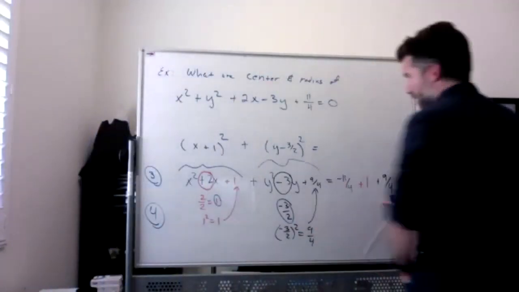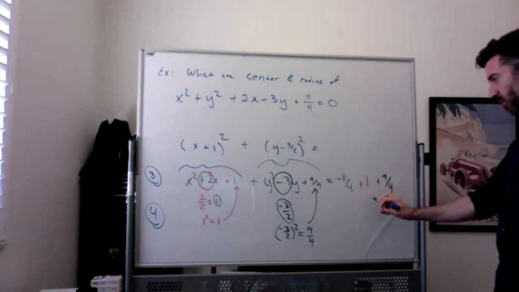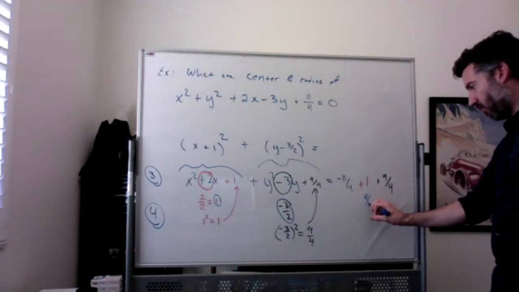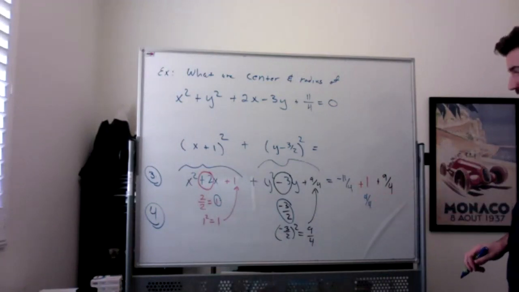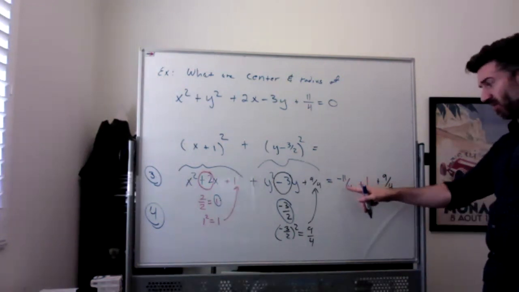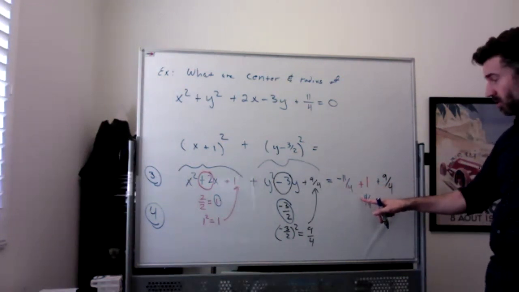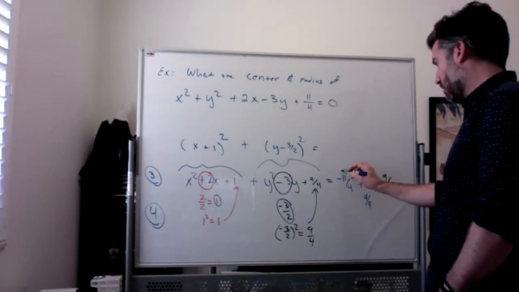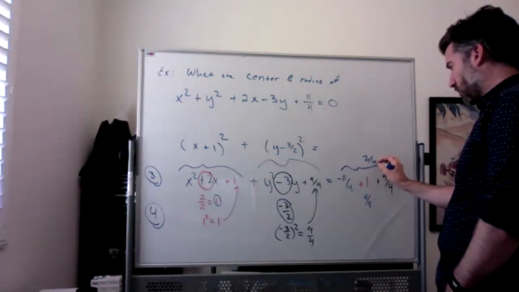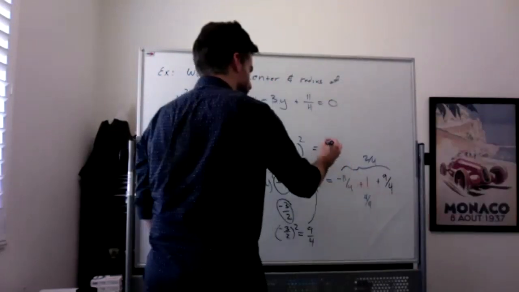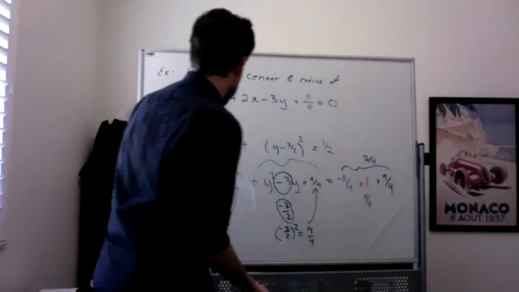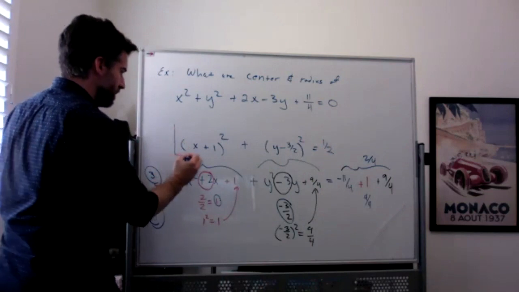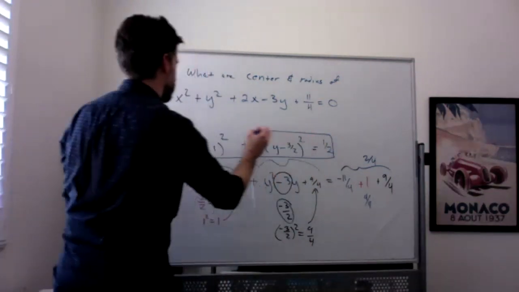On the other side, we have negative 11/4 plus 4/4 plus 9/4. So that's going to be, let's see, negative 11 plus 4 is negative 7. Negative 7 plus 9 is positive 2. That's going to end up being positive 2/4, which I would reduce to 1/2. So there's the equation of our circle.